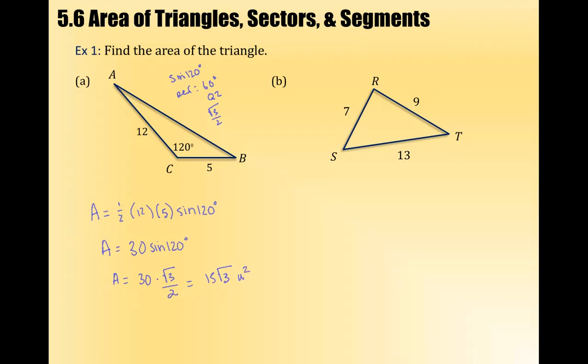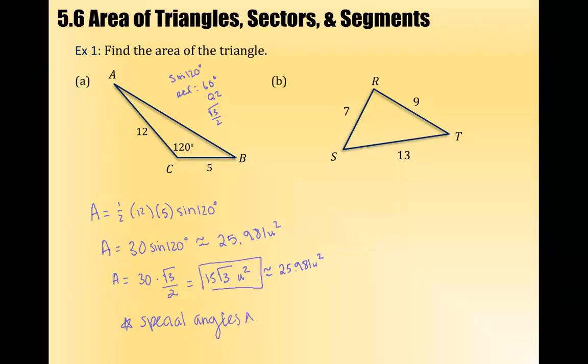It's area, so units squared. I don't know the units. All right, let's see. 30 sine of 120. If I just plugged it into my calculator, I get approximately 25.981 units squared, which, oh my gosh, is what this is too. So we actually didn't need a calculator for this. How cool. You're really bringing in some background knowledge here. Special angles. Know your unit circle. Yay.